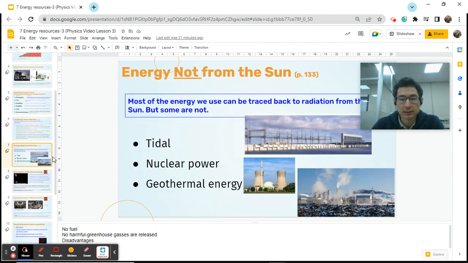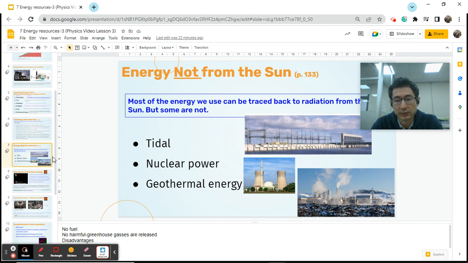And I say most of the energy can be traced back to the sun. Well, some of the energy is not from the sun, for example tidal, nuclear, and geothermal. As you know, tidal is because of gravitational attraction from the moon. The moon attracts the oceans and lakes on the surface of the Earth, isn't it?